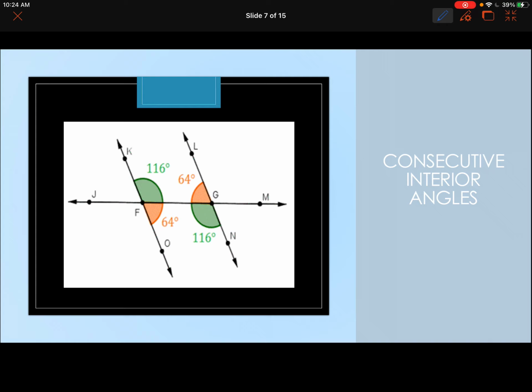Consecutive interior angles we said are supplementary. So we'll label this as 1. So we have set 1 that I just marked with 1s. Consecutive interior angles are supplementary, which means they add to equal 180. 116 plus 64 is 180. And then we have this second pair of consecutive interior angles. They are also supplementary, and we get 64 plus 116 is 180.